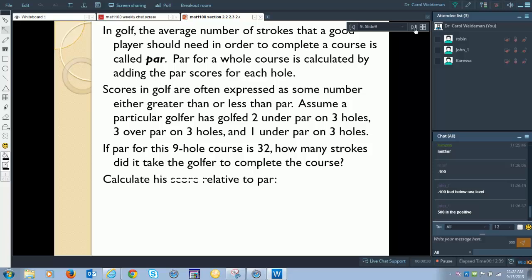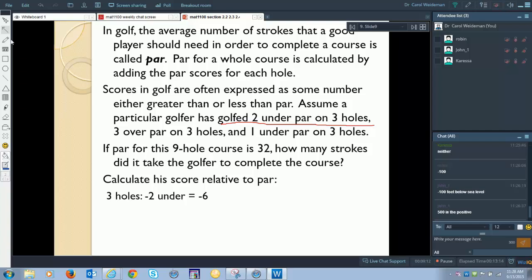All right, so let's take a look. So 3 holes. Let's get his score relative to par. So on 3 holes, he was 2 under. Notice it said, let me get my trusty little pen here, assume that he had golfed 2 under par on 3 holes. So by under here, we're going to mean a negative. So if, for instance, the par is 4 and you get the ball into the hole in 2, you were 2 under par. That's good. It's good to be under par. So on those 3 holes, he has a total of -6 against par.